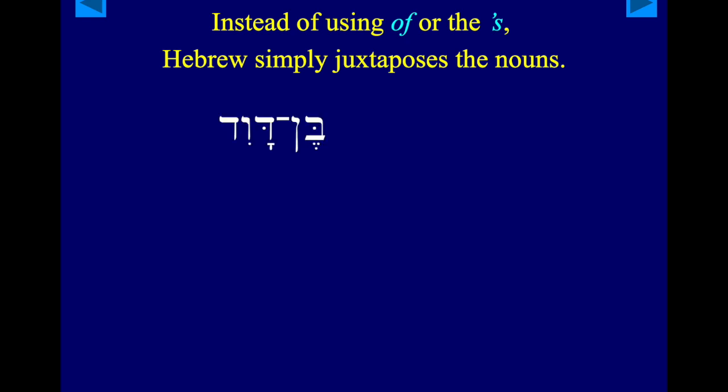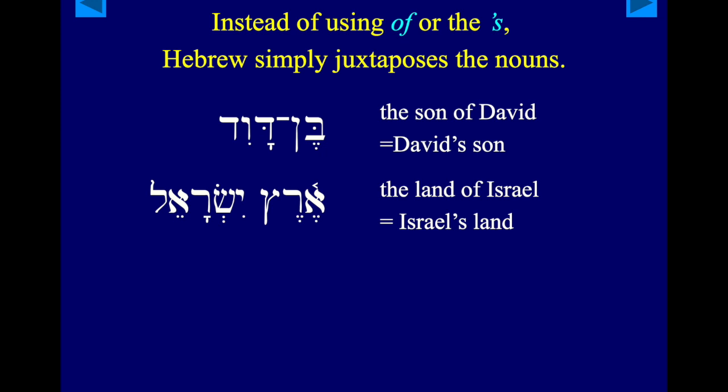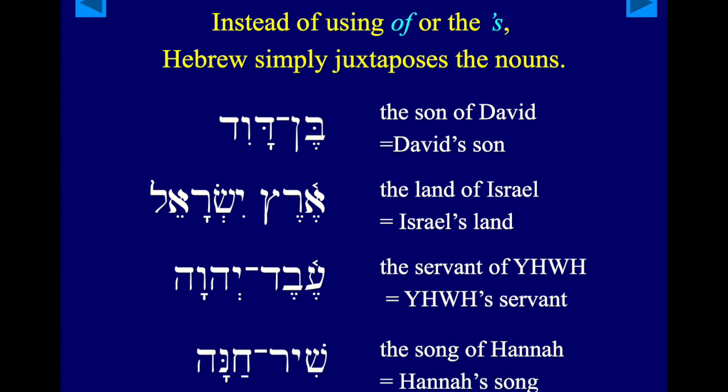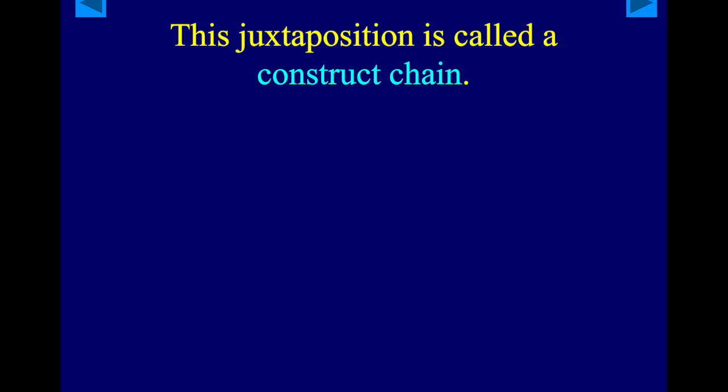So Ben David. This is a noun, it means son. This is a noun, it means David. If you put them next to each other, in Hebrew, they would understand that you're trying to say the son of David, or David's son. Eretz Yisrael, land of Israel, or Israel's land. Both are true and the same potential meaning here. Eved Yahweh, servant of Yahweh, Yahweh's servant, and Shir Hannah, song of Hannah, or Hannah's song. This juxtaposition, or putting two words next to each other, two nouns next to each other to create that meaning, that's called a construct chain.